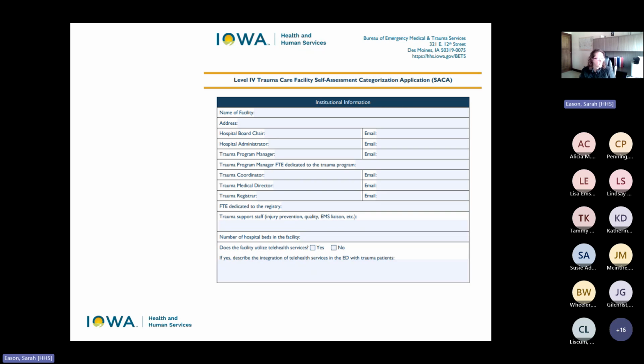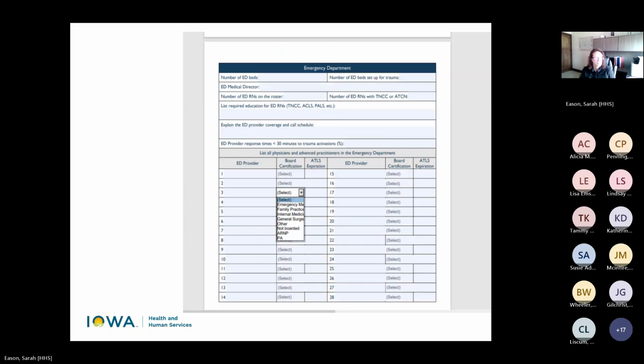Number of beds in the facility, very easy stuff to get a hold of, and whether you have telehealth and what you use it for. Basically, we're just after, are you pushing the easy button for trauma patients and utilizing telehealth with that?